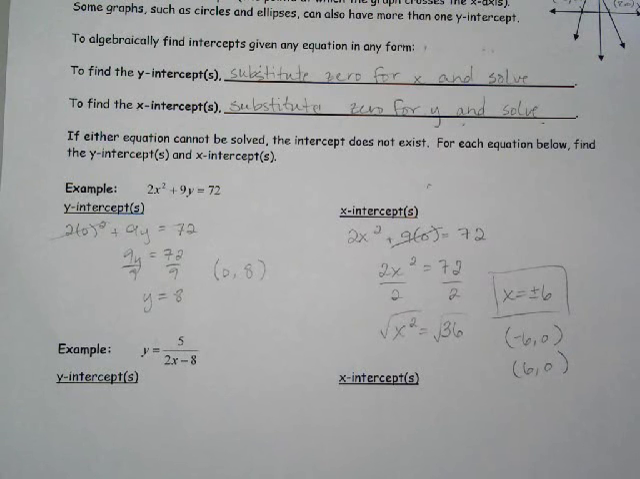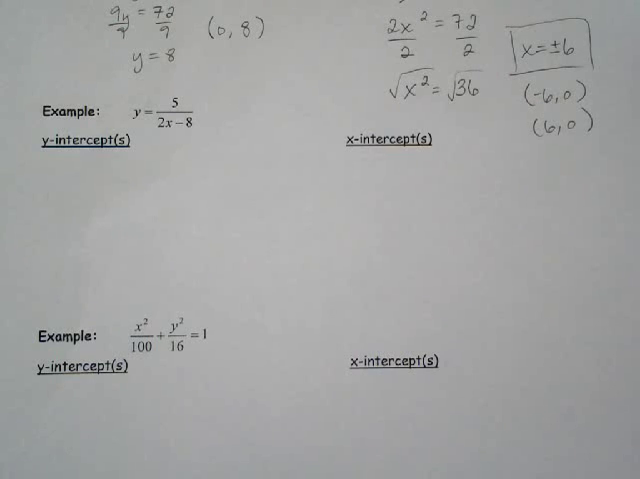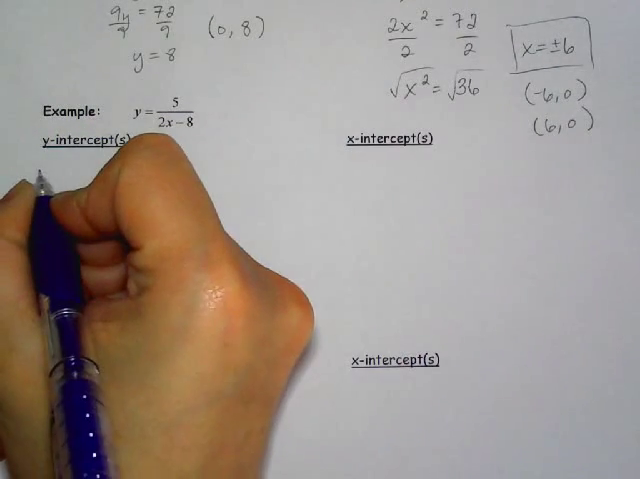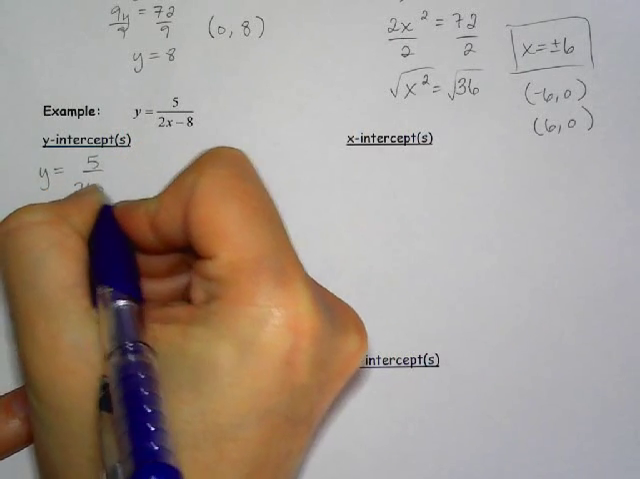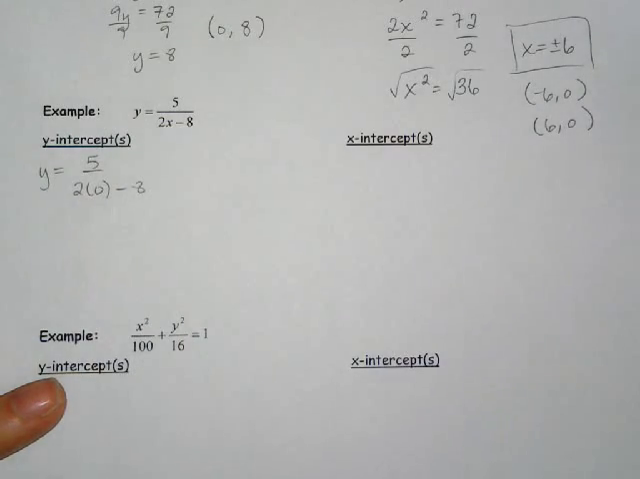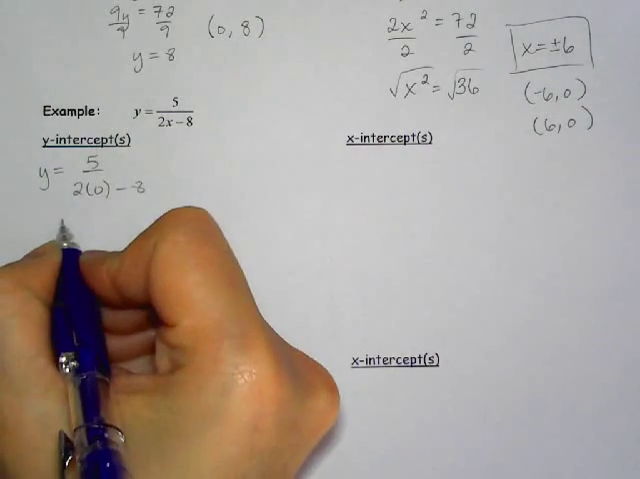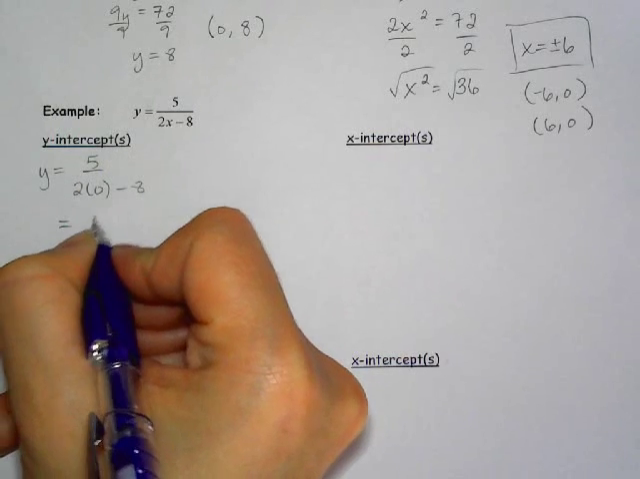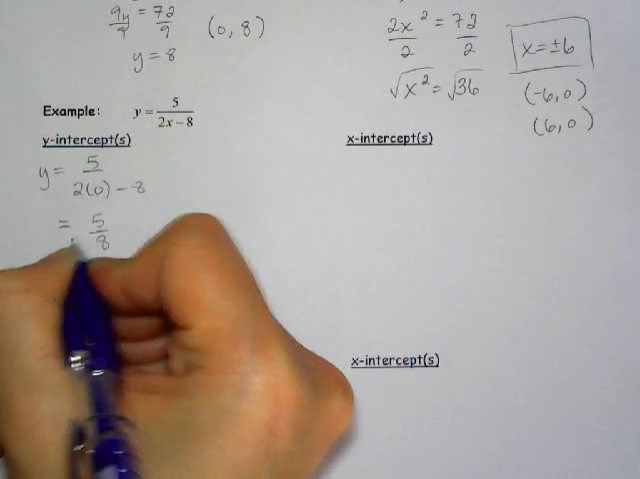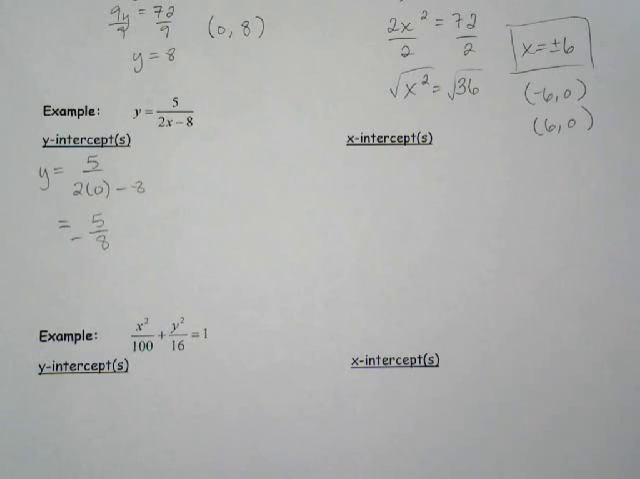Questions on that? Okay. So let's start with the y-intercept. Process is the same again. y equals 5 over 2 times 0 minus 8. 2 times 0 gives you 0, so we're left with 5 over negative 8, or negative 5/8. We're just going to leave it like that.